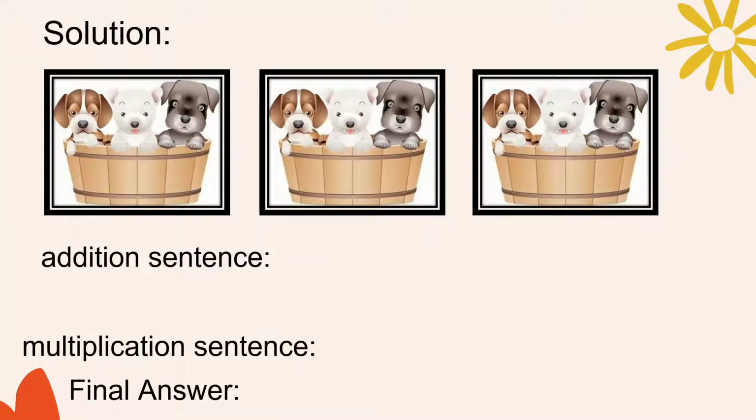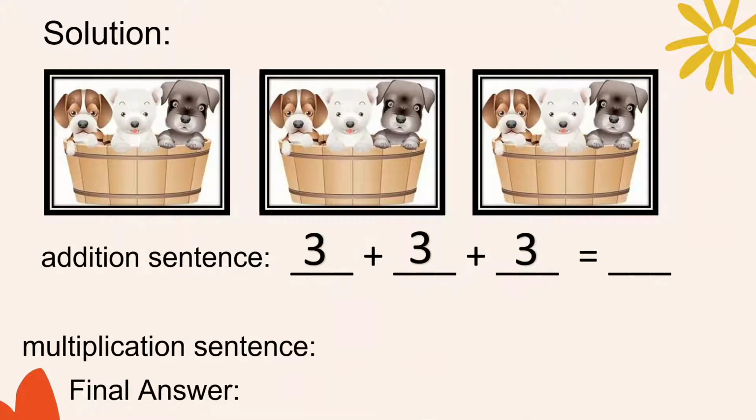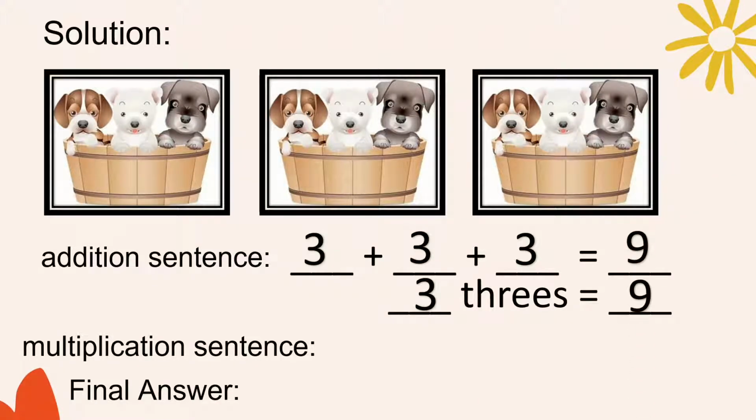Okay, so what will be our addition sentence? Great! We will be adding 3, another 3, and another 3. That is equal to 9. Correct. And then, how many 3's are there? 3. And 3 3's is equal to 9. Very good. And then let us write our multiplication sentence in symbol, or we can say it's our multiplication equation. 3 times 3 equals 9.